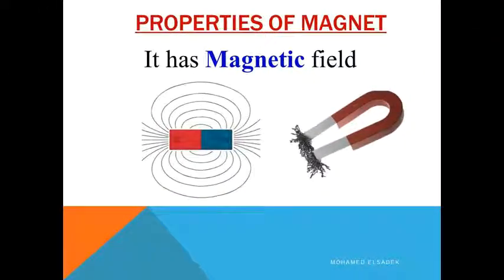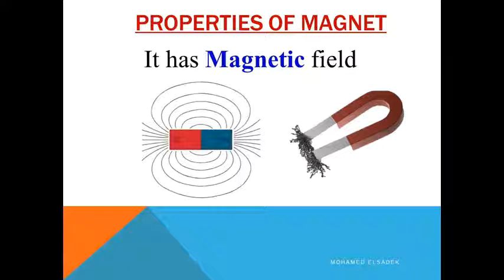Number 3, it has a magnetic field. What is the location of the magnetic field? If we have a bar magnet like the one in front of us, S N, we will find it in the space around the magnet, where the magnetic force appears. It is called the magnetic field.